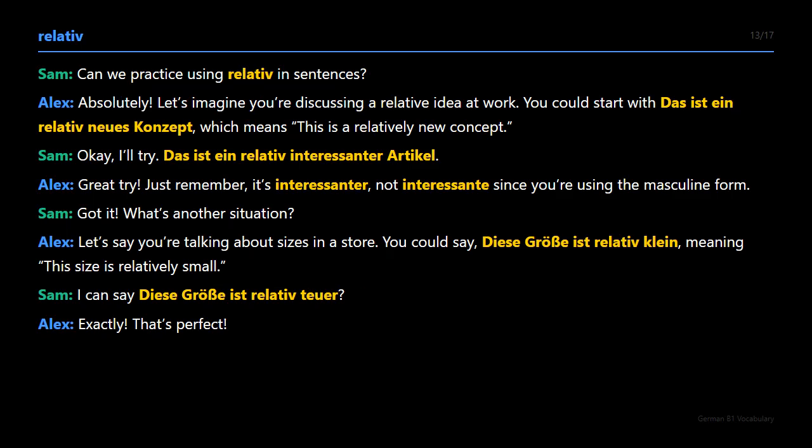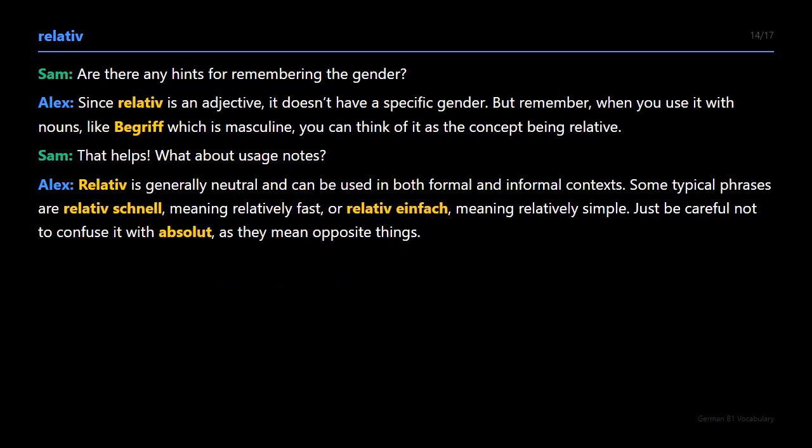Got it. What's another situation? Let's say you're talking about sizes in a store. You could say, Diese Größe ist relativ klein, meaning the size is relatively small. I can say, Diese Größe ist relativ teuer. Exactly. That's perfect.